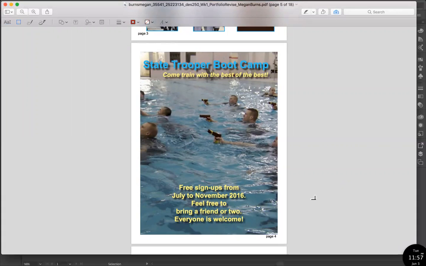So be careful with drop shadows, especially pretty big ones like on the State Trooper boot camp. I don't think that's working as well with the drop shadow. The yellow is working okay with the drop shadow, as long as it's a mild one. With the State Trooper one, it's kind of getting a little lost too. I would probably put some sort of a banner behind this text up here, the State Trooper boot camp, come train with the best of the best, and then lose the drop shadow up here. And then you could probably keep it down with this one down here, but I'd put a banner up there and lose that.